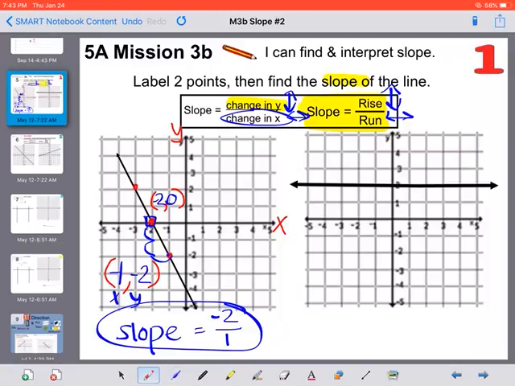If you had picked 2 different points, you would have gotten the same slope. If I picked this point and this point, we're still going to go down 2 and over 1.